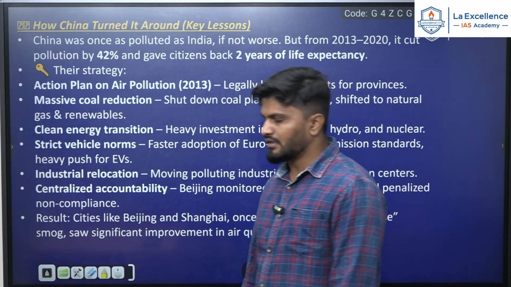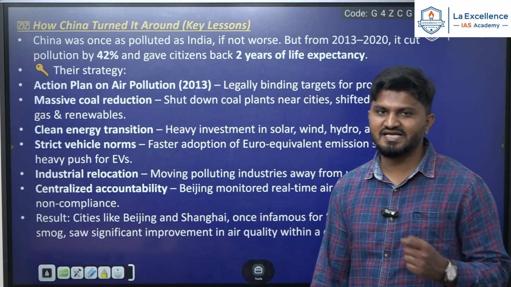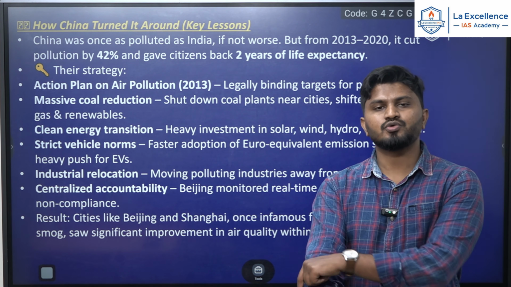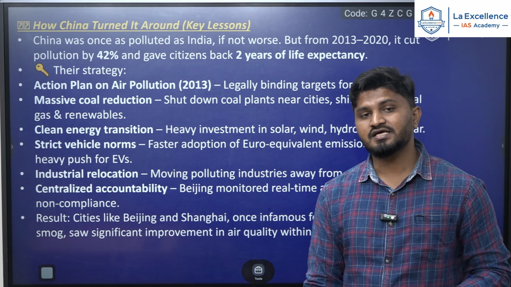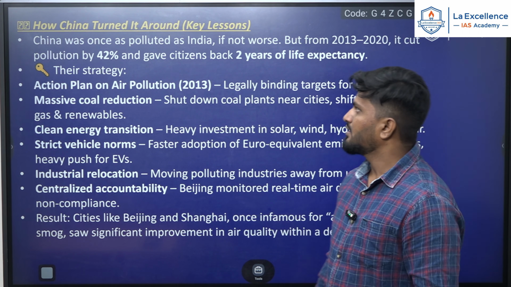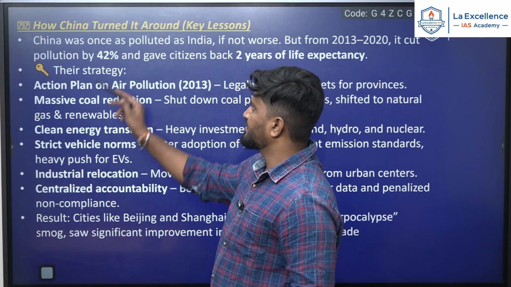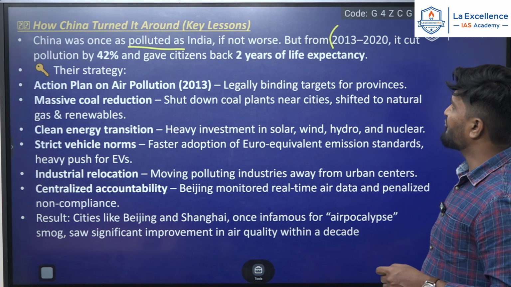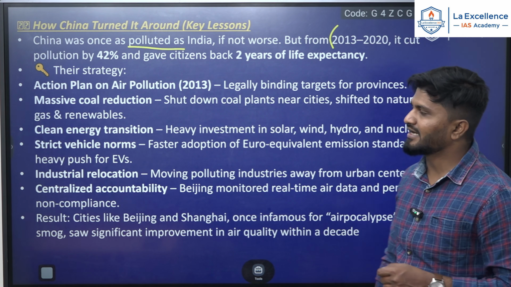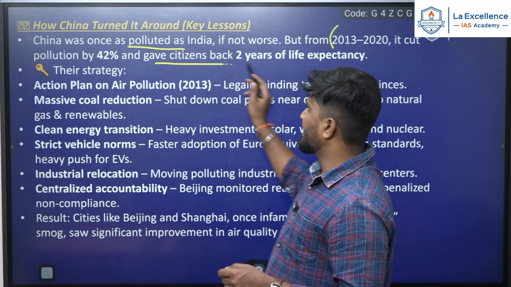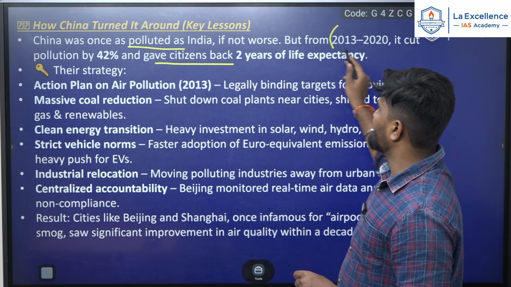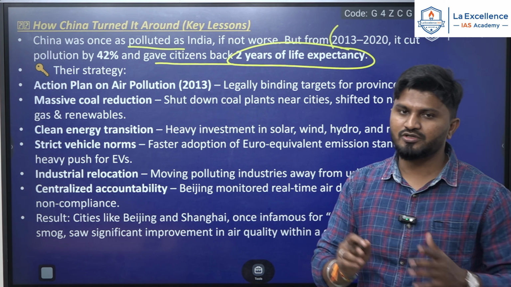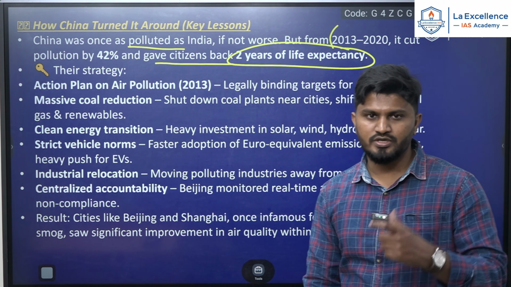Next, the index highlights China's reversal. China was also similar to India 10 or so years ago, but now China has reversed it. How and why? The index says that China was once as polluted as India, if not worse. But from 2013 to 2020, it cut pollution by 42% and gave citizens back 2 years of life expectancy, meaning they improved their air quality.